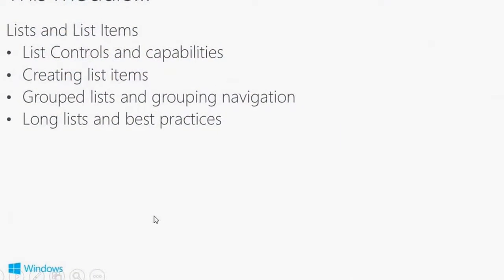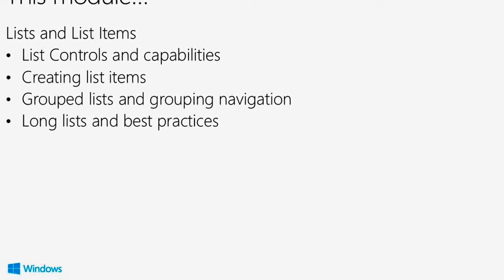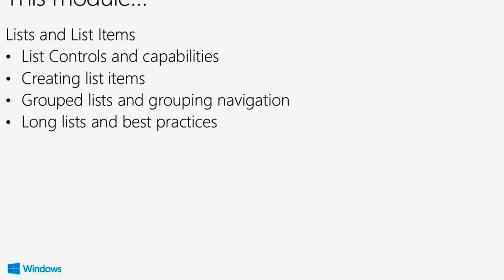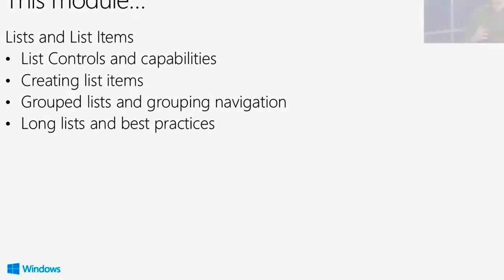In this module, we're going to cover list controls. Which different controls can we use to manage big lists of objects and items, and what capabilities do those controls have? We're going to go through how we create these list items, not just how we display our data, but also how we change and alter the visual style. Then we're going to dig in deep and look at grouped lists and grouping navigation, often called a jump list. And then last, we're going to cover really long lists.